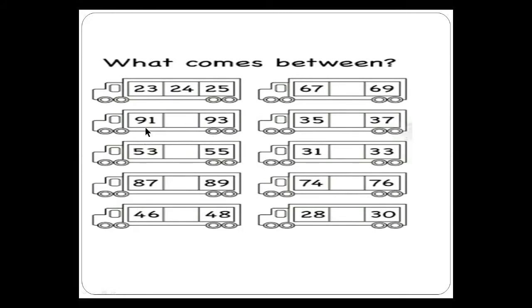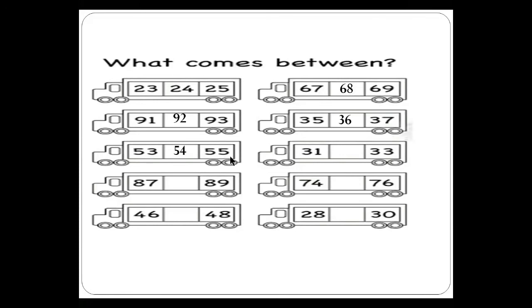Sorry, we are solving here 67, then dash, and then 69. So what will come after 67? 68. Now we will solve this one. 91, then what will come after 91? 92 and then 93. The third one, 35. What will come after 35? 36, then 37. Now 53, what will come in the center?